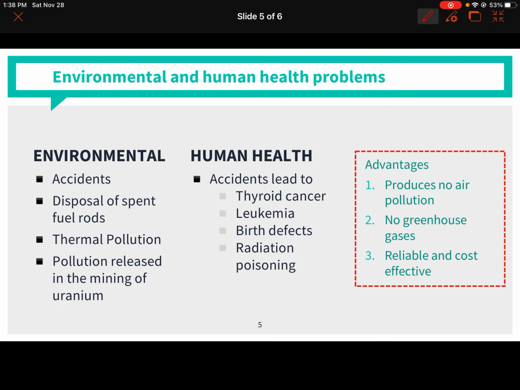Issues with nuclear energy. So there are nuclear accidents. That's a big environmental problem. We've all heard of Chernobyl. We have an issue disposing the spent fuel rods. It leads to thermal pollution.